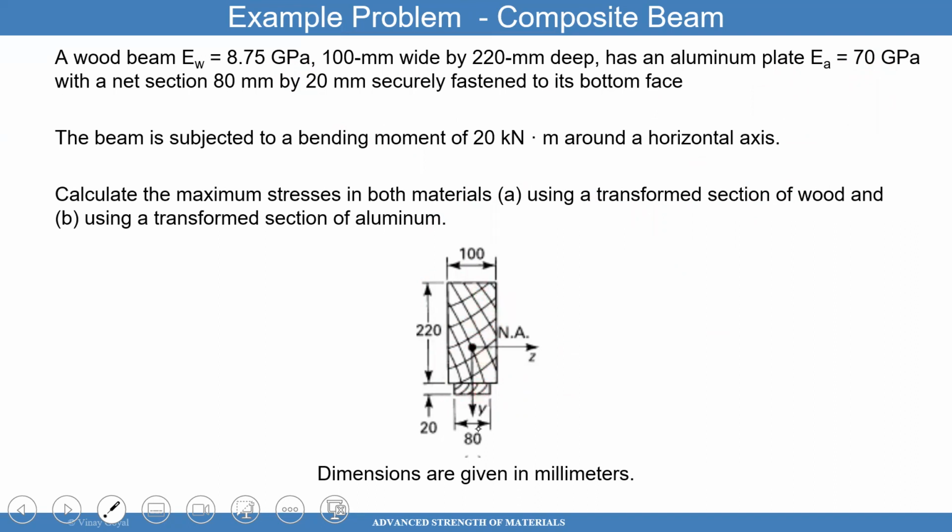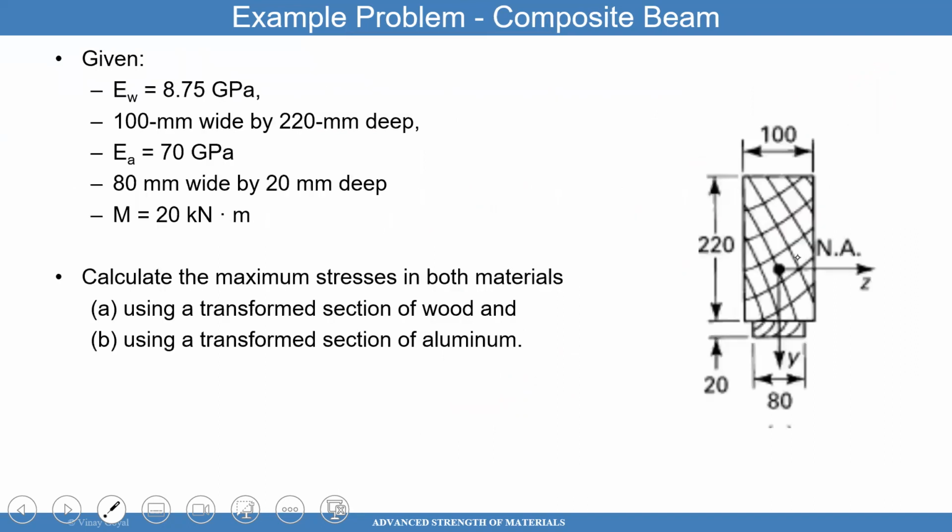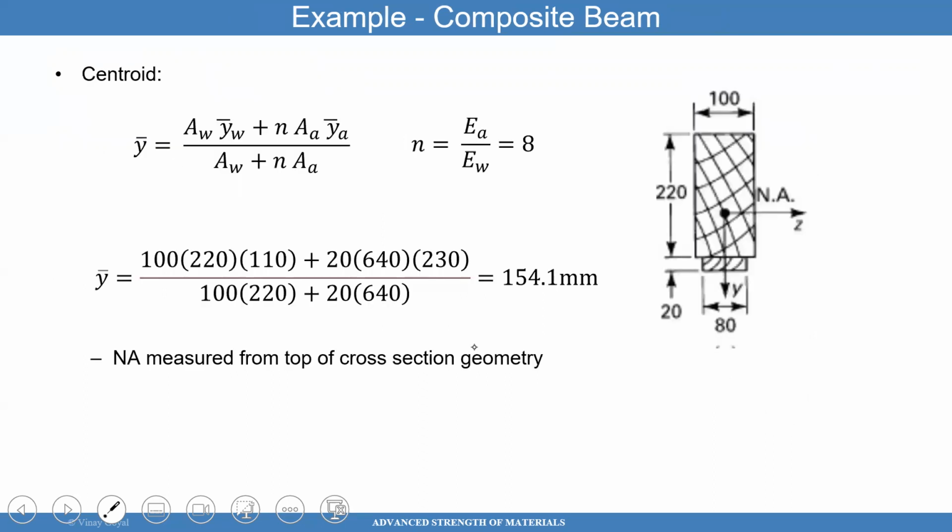And so we're going to go ahead and do that. We'll transform the section to figure that out. So given this information, the modulus of the two different materials, we want to determine the maximum stress. We'll do it for one of the sections. We'll do it for wood. I'll let you do it for aluminum. But at the end, you should get the same answer.